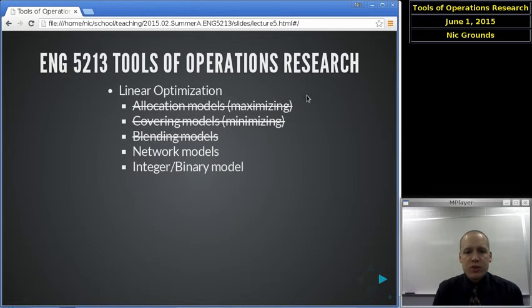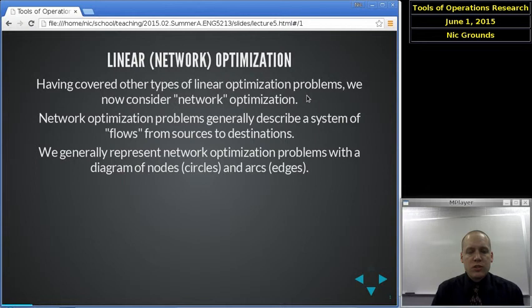So let's just jump straight in. We'll do plenty of examples and then conclude. So network optimization is a special type of linear optimization models that we're going to consider. And really what they do is they describe a system of flows.